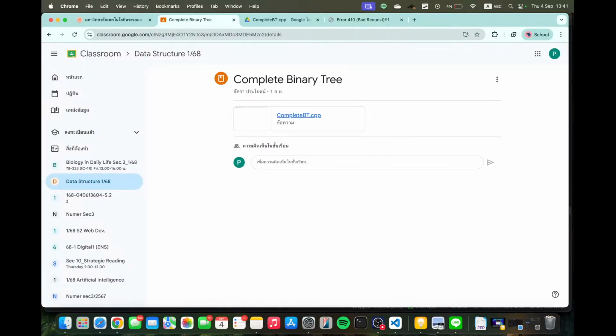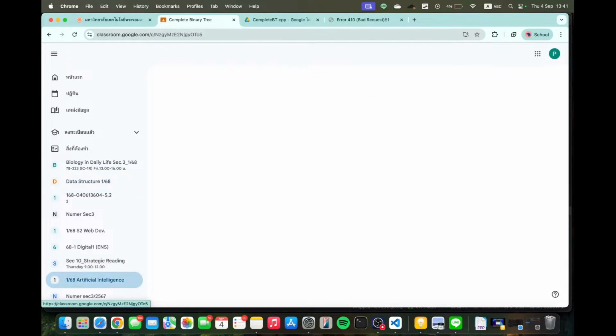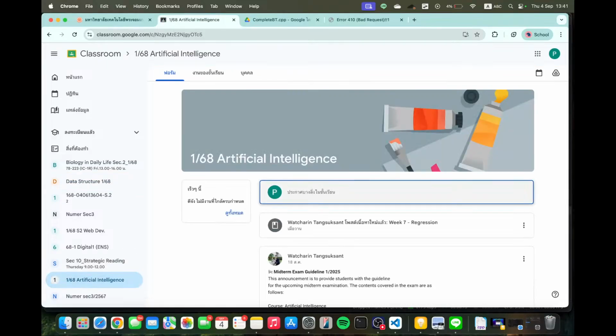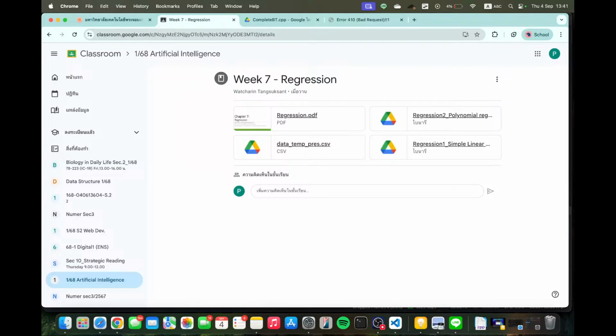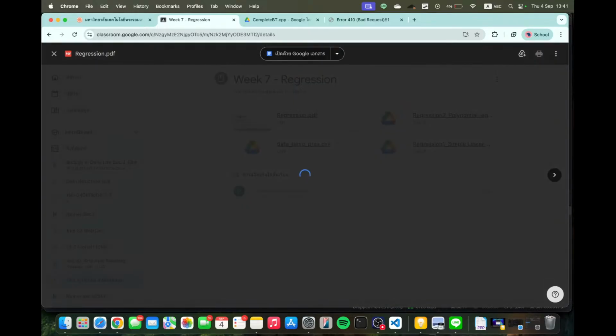We want to make the line, right? The simple linear line. But we have to find the suitable values of theta 0 and theta 1.